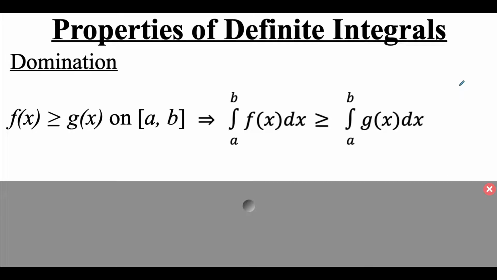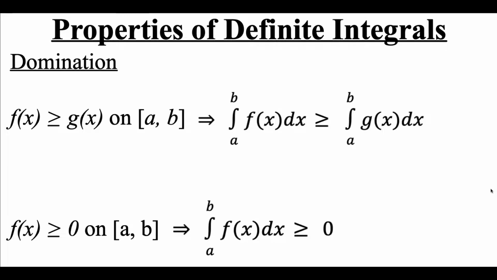The last property that we've got is called the domination property. So if we've got two different functions, f and g, and we know that our function f is greater than or equal to our function g on that closed interval from a to b, then the integral of f from a to b also has to be greater than or equal to the integral of g from a to b.